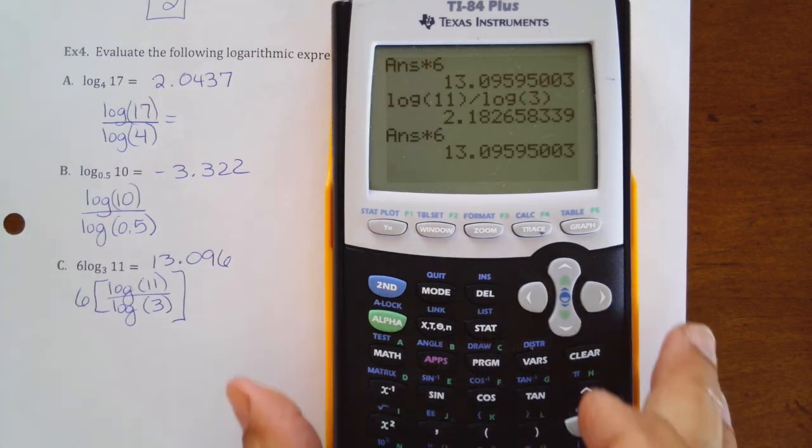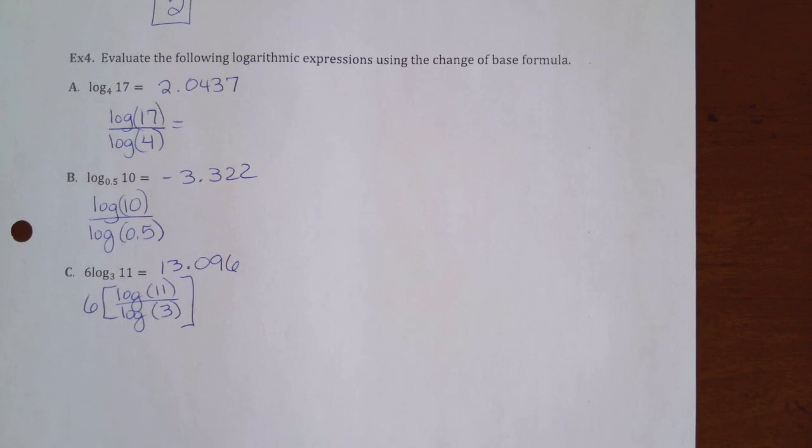Okay? All right, so there you have your 4 new properties, and again, that 4th one only if you need it. So work on your homework. Make sure you're okay with these rules, expanding and condensing, and let me know if you have any questions.